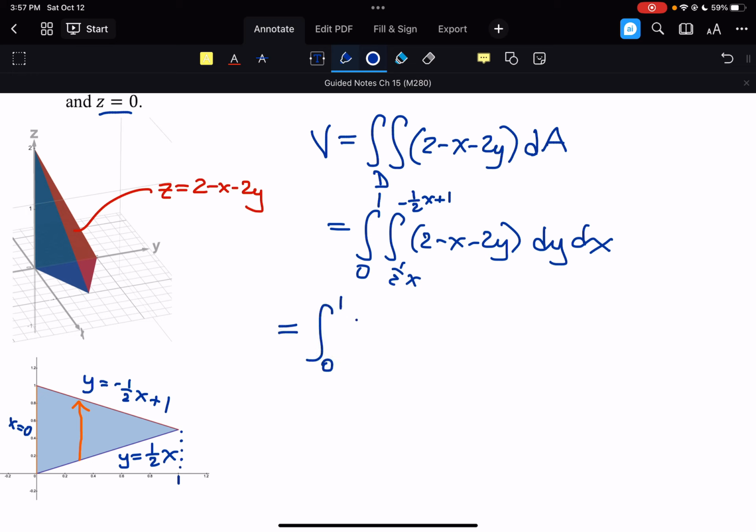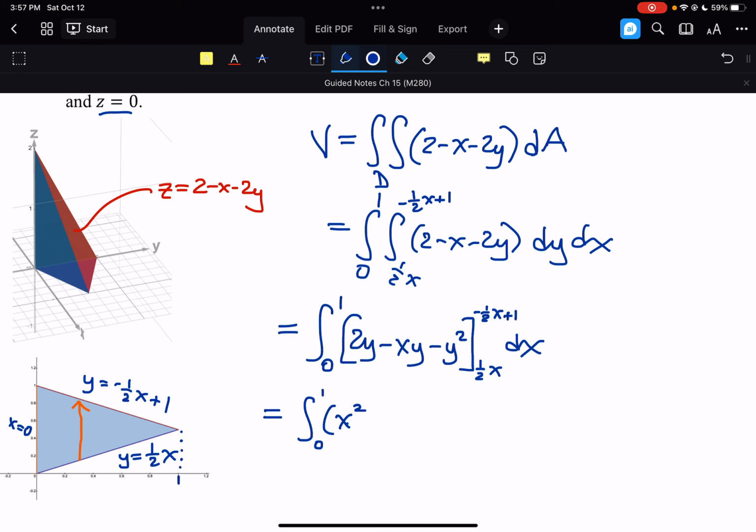Right, so inner integral, and again, I'm not going to go through all the details of this, but we get 2y minus xy minus y squared, evaluated from 1/2 x to negative 1/2 x plus 1 dx. So there's a little bit of work to be done there. You can do a little factoring if you want, or just brute force through all the terms individually. But we end up getting x squared minus 2x plus 1. So it actually does work out not too bad.